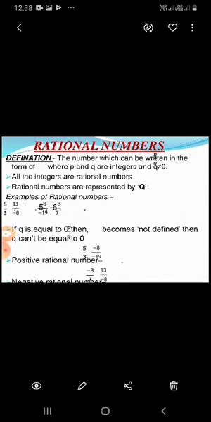So we can say that there are positive rational numbers and negative rational numbers. Positive rational numbers mean both the numerator and the denominator have positive signs, or both have the same sign. Negative rational numbers mean either the numerator or the denominator has a negative sign, any one of them. For example, -2 by 3, 5 by -7, all these are negative rational numbers. Positive rational numbers are 2 by 3, 7 by 9, 15 by 27, all these.